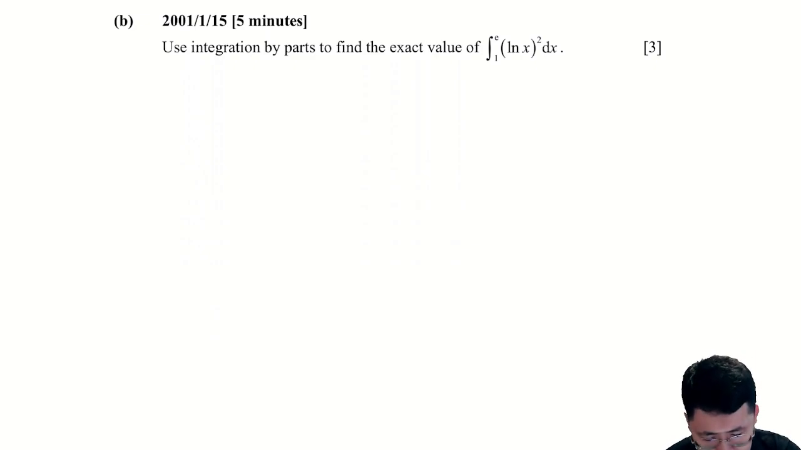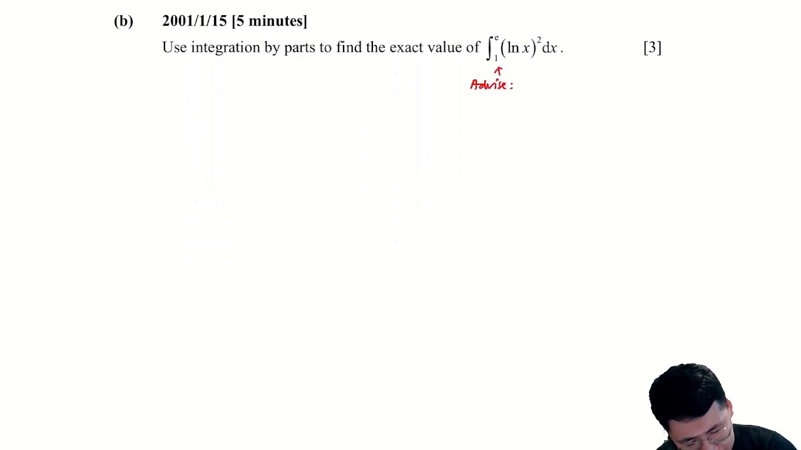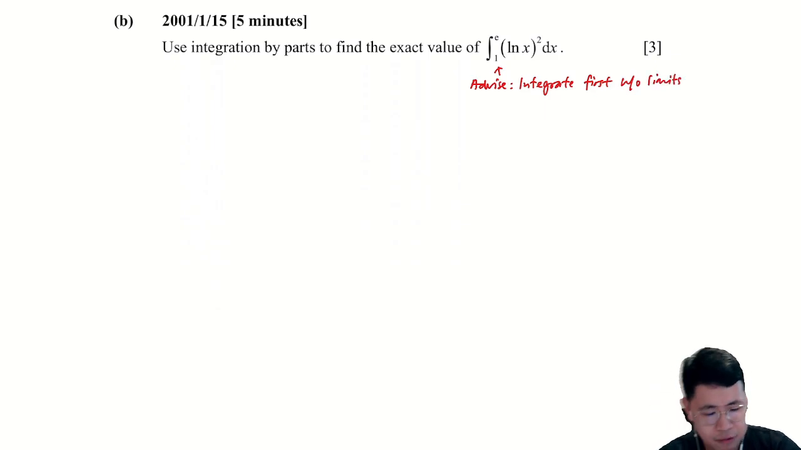So 13 part B: use integration by parts to find the exact value of that thing dx. What I want you to do is, because when we are integrating by parts, especially with limits, my advice is we just integrate first without limits, so that when we sub the limits, we can do it in one shot at the end of the day.